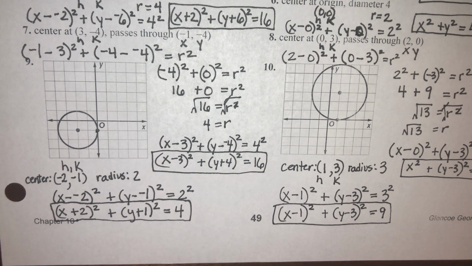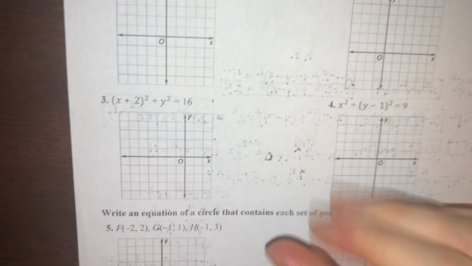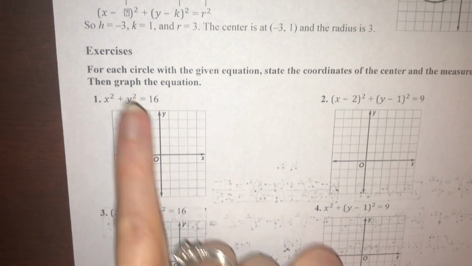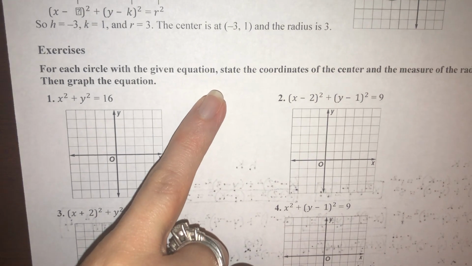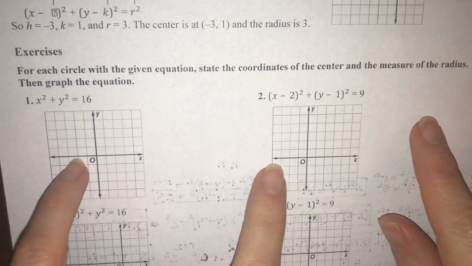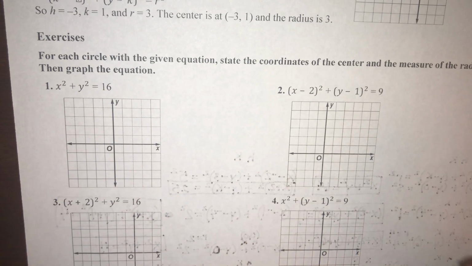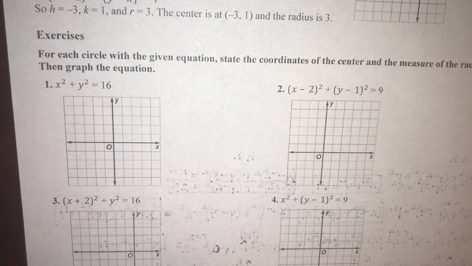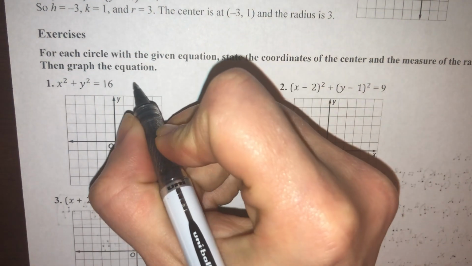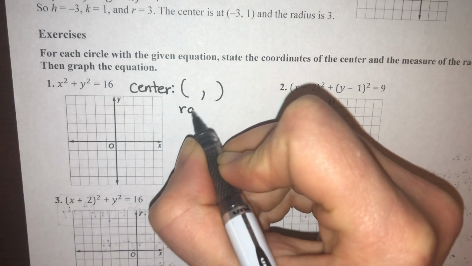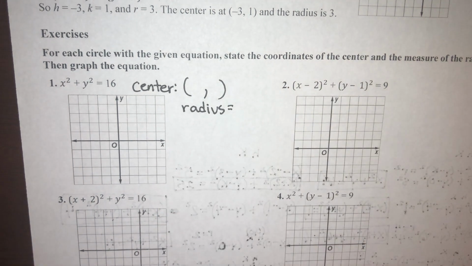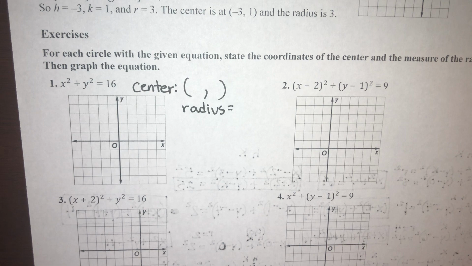Okay, let's flip over to the back of our notes. The back says, for the directions, for each circle with the given equation, state the coordinates of the center and the measure of the radius, then graph the equation. So this is kind of like going backwards from what we did before. They give us the equation. We write down what is the center, what is the radius, and then we make the circle on the paper.